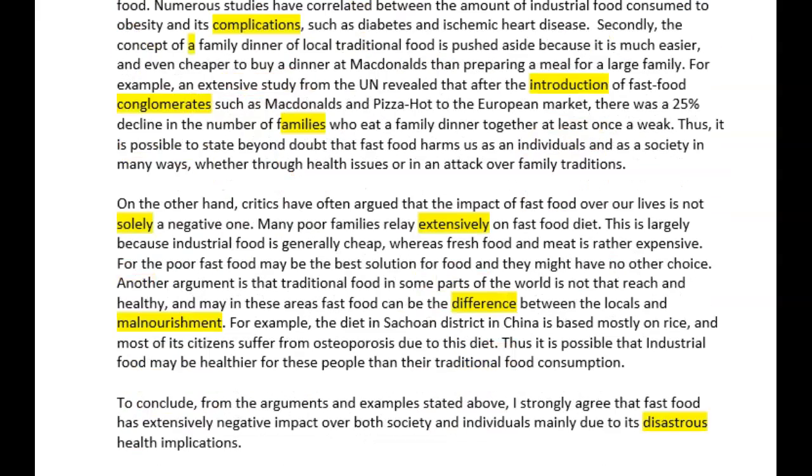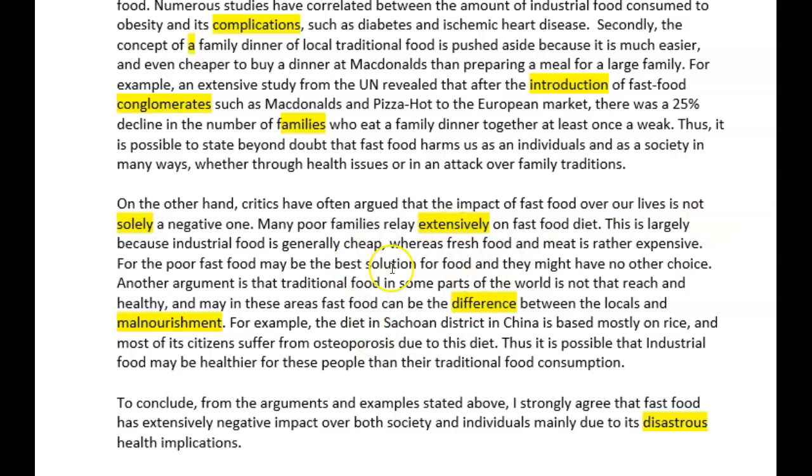To conclude the arguments and examples stated above, I strongly agree that fast food has extensively negative, well, I wouldn't say extensively negative impact. That's not really a collocation. Let's say it a little differently. So I strongly agree that fast food has a widely negative impact over both society and individuals, mainly due to its disastrous health implications. Okay, what about family? You didn't mention family here. That would have been nice.